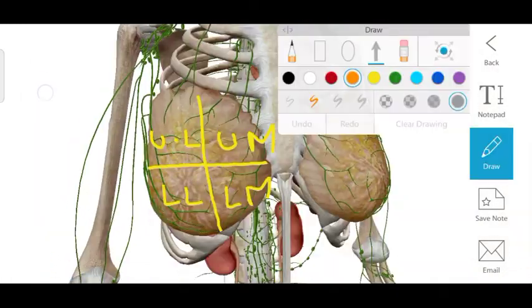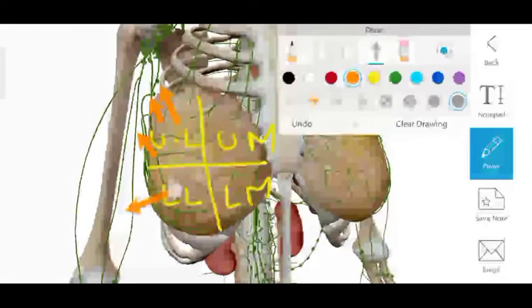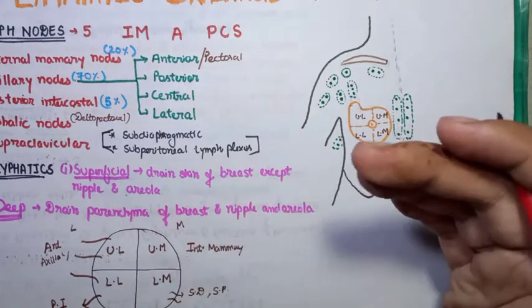Now there's some part that are also draining into different sections. So let's see one by one. Upper lateral drains mostly into the anterior axillary. A part of the lower lateral drains into the posterior intercostal. Upper medial, or medial side, mostly drains into the internal mammary, and part of the lower medial drains into the subdiaphragmatic and the subperitoneal lymph plexus. Keeping all this knowledge in mind, we are going to draw the diagram.